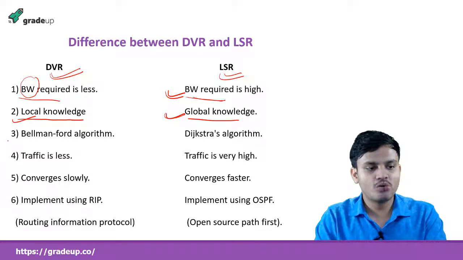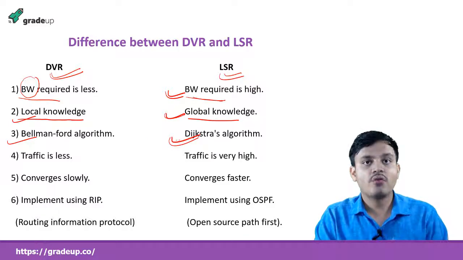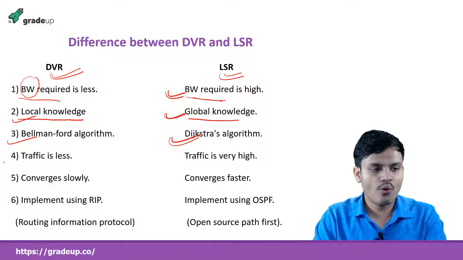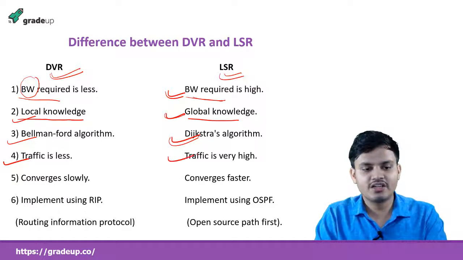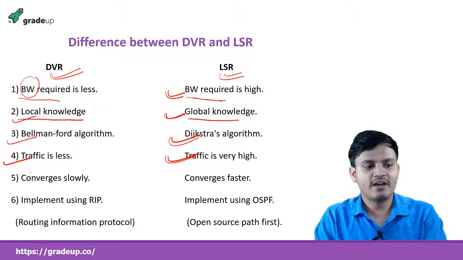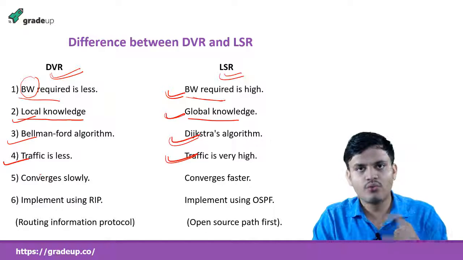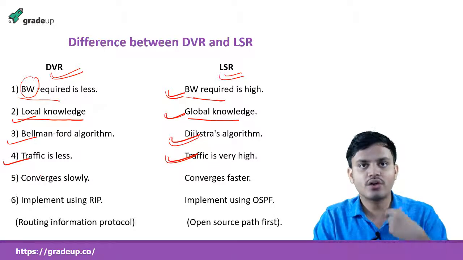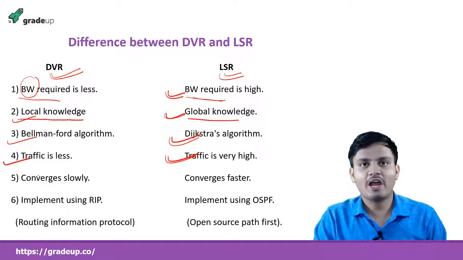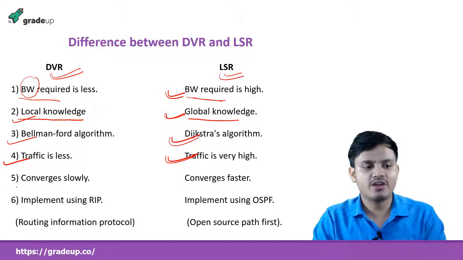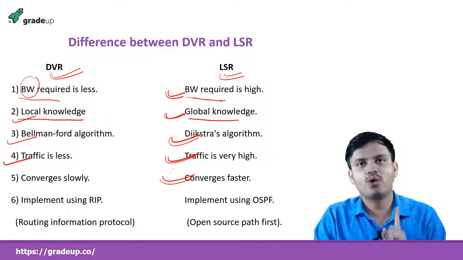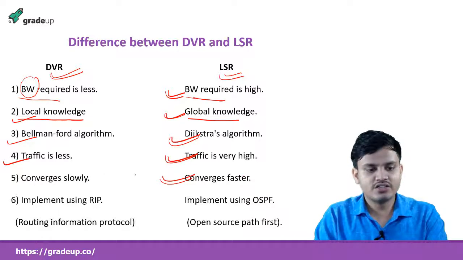And DVR is somewhat similar to Bellman-Ford, and link state is similar to the Dijkstra algorithm, because after making the graph we are using Dijkstra. Obviously here traffic is less, while in link state traffic is very high because we are flooding the packets. DVR converges slowly. How does it converge slowly? After you send the distance vector to your neighbor, one round is complete, and you have to do it n-1 times. If there are n nodes, you have to do it n-1 times, but in link state you only have to do it one time. That is why link state converges faster, and DVR converges slowly.